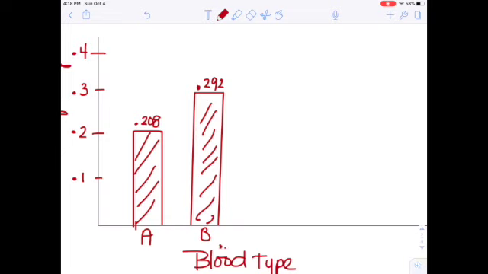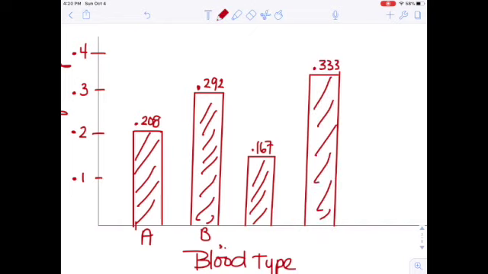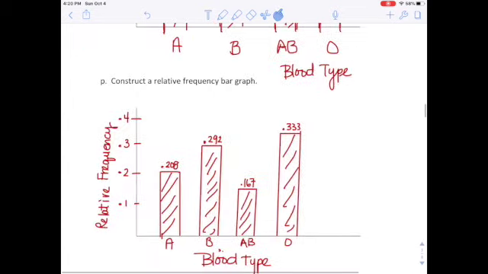So I'm gonna say, okay, it's about maybe right here, 0.167. I think the space is a little bit further. And then the last one is gonna be 0.333. So that's O. So it's a little bit more than like a third of the way. Don't forget to label your AB, and then don't forget to label your O. And so that is how you do a blood type related to relative frequency bar graph.